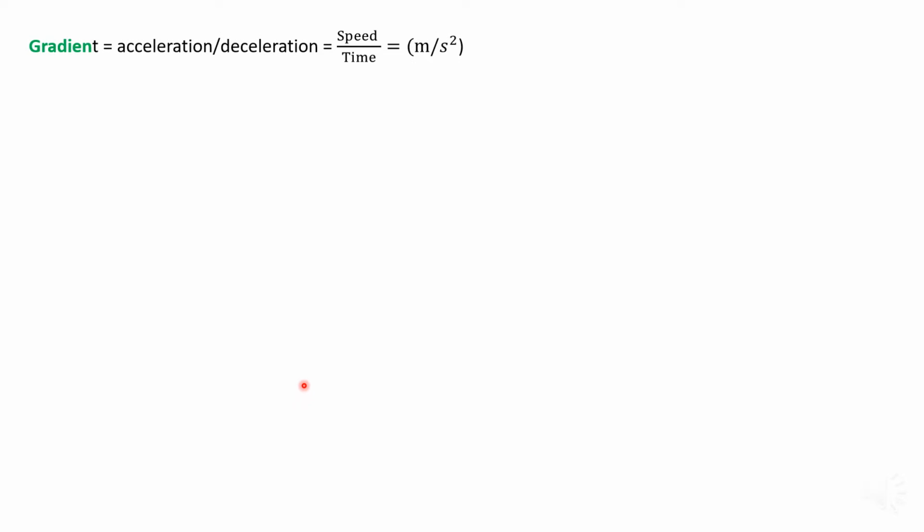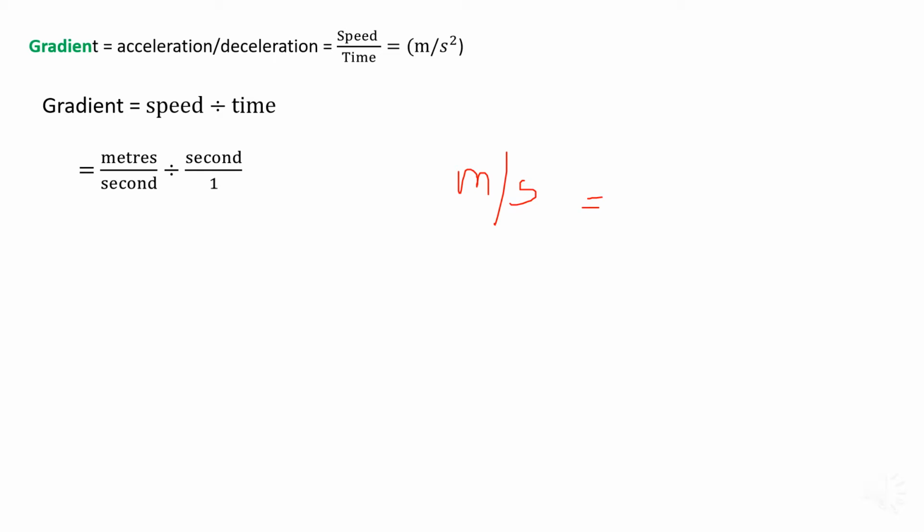So let me clean this up a bit. How does it get to meters per second squared? We know that gradient is speed divided by time. Let's suppose we work with meters per second. Meters per second is nothing but meters divided by second, the same thing as meters over second. And when you divide it by the time, by second, whenever you divide something, that's the same as multiplying.